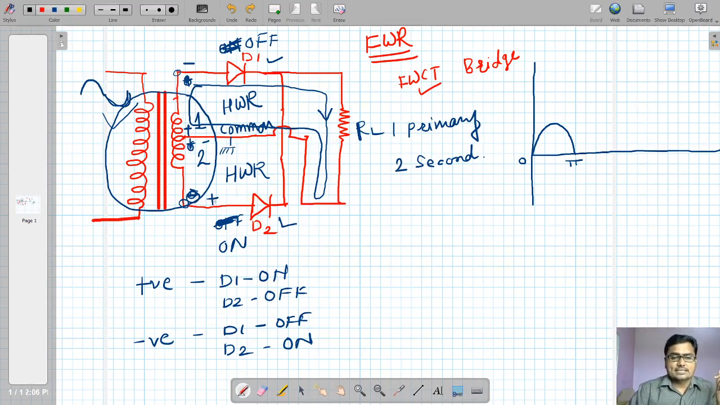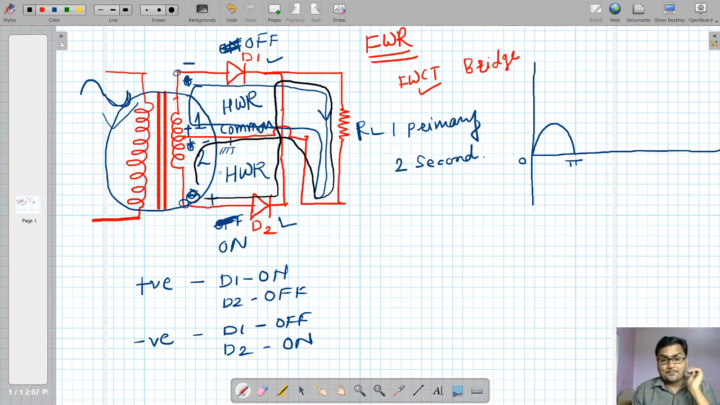Now diode D2 is in the on state, so current will start flowing in this direction. Look at this. Again it will go through the load resistor and conclude here somewhere. Now this is the direction of current. Look at this. Even in the negative half cycle, current is flowing in the downward direction.